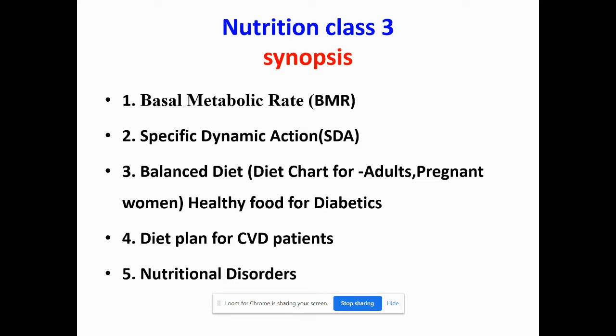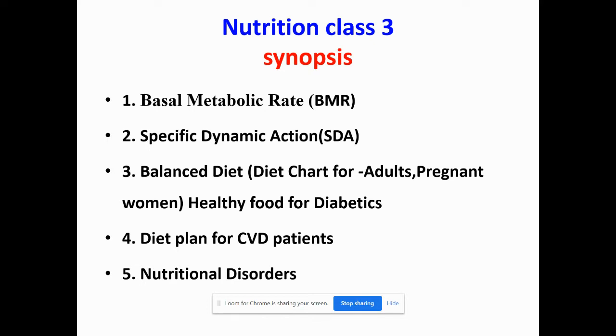Last class we had discussed about essential amino acids. I hope you remembered those things. This is the third lecture in the series of the nutrition classes. We will just have a recap of the last lecture.